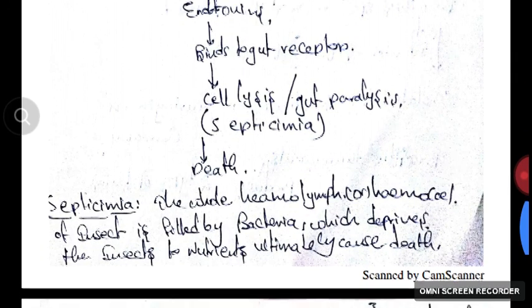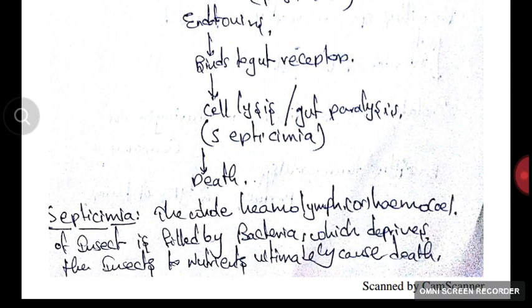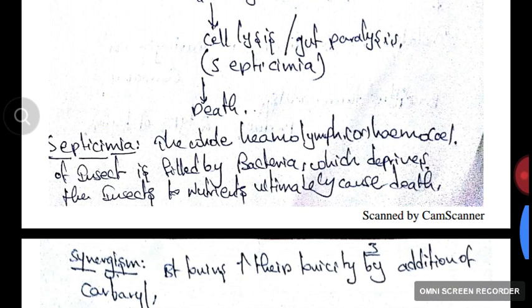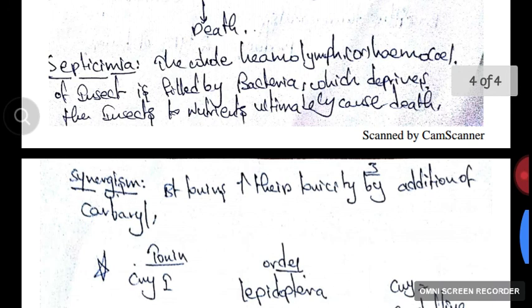What do you mean by septicemia? The whole hemolymph or hemocoel of the insect is filled by bacteria, which deprives the insect of nutrients. Ultimately it causes death. Septicemia is the condition where the hemocoel of the insect is fully covered by the bacteria, which deprives the insect of nutrients and ultimately causes death.